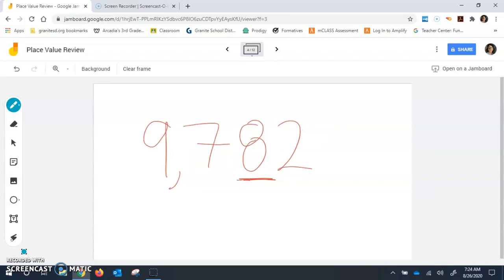Same with this number, 9,782. I'm looking at this underlined number, 8, and it's not just 8, but it's in the tens place. So I change this 2 to a 0, and the value of the 8 is 80.